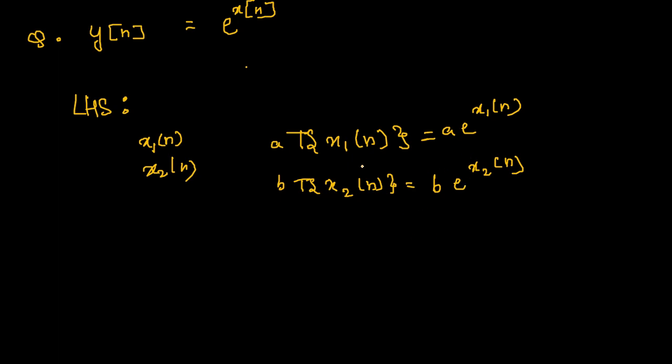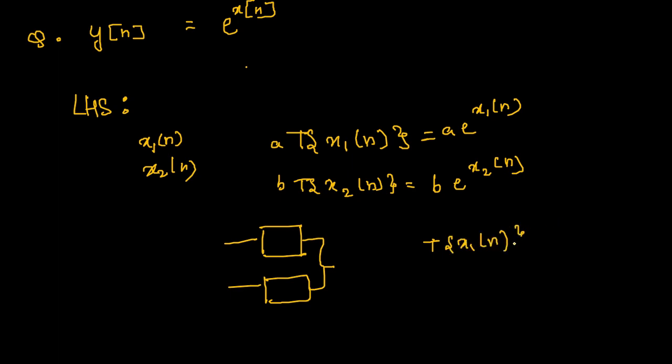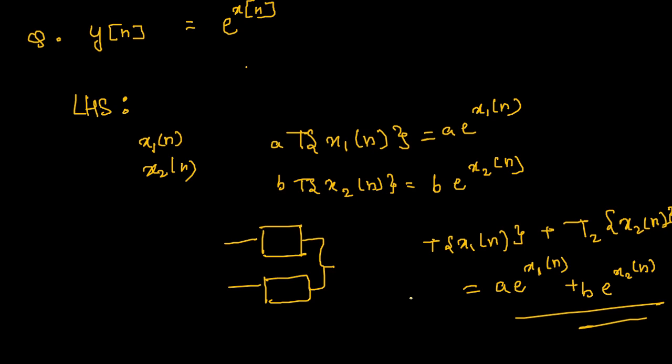Else there isn't really much significance of these coefficients. So I know that what I have to do is I've passed A through the system and I've passed B through the system as well. Now I need to add the outputs of both of them. So my final answer would be T of x1 of n plus T of x2 of n is equal to A into e to the power x1 of n plus B into e to the power x2 of n. Right, so this is the LHS.